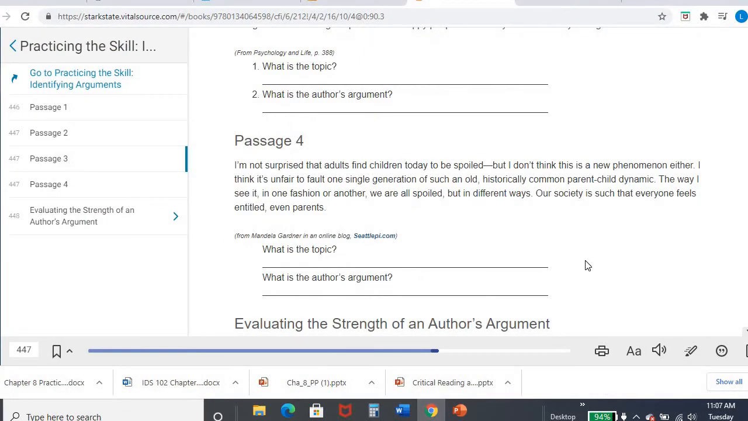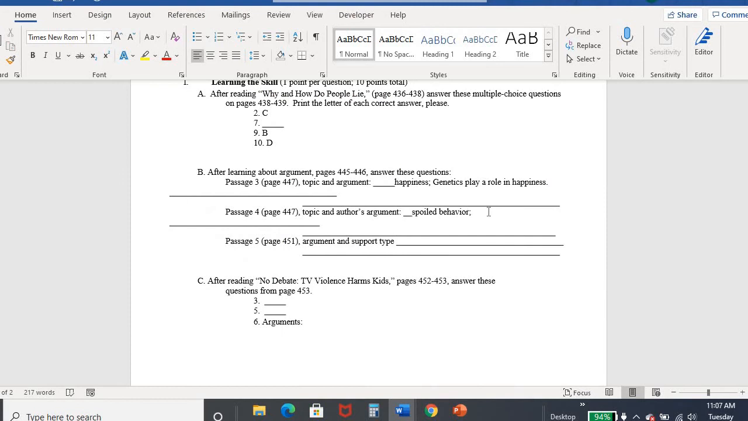What is the author's argument? He's saying, wait a minute, this isn't new. Every generation has been spoiled. Everyone is spoiled. So basically, that's the author's argument, that everyone is spoiled. Not just kids, and you can add that if you want to. All right, so that's passage 3 and 4. We got our topic, we got our argument.